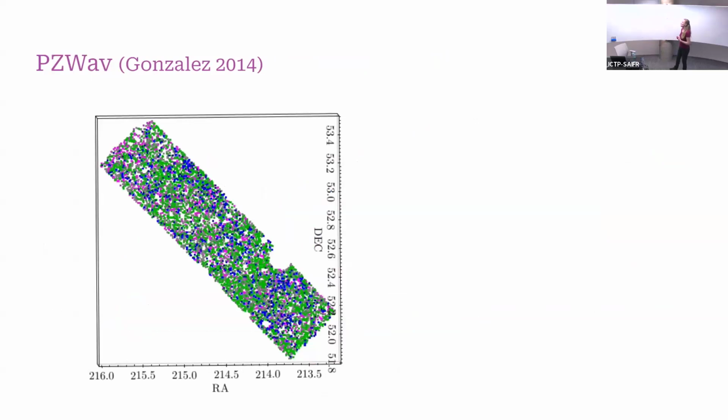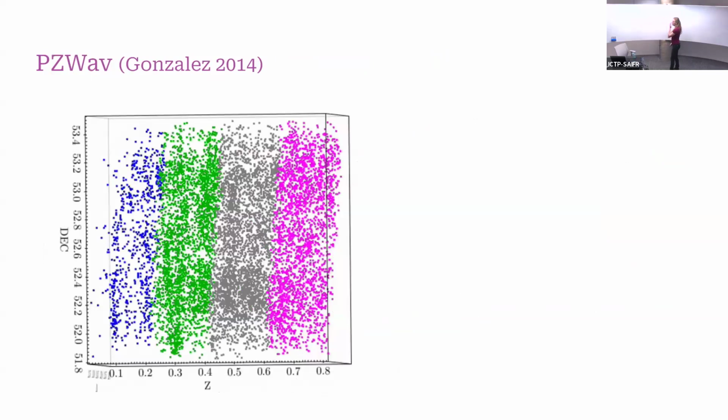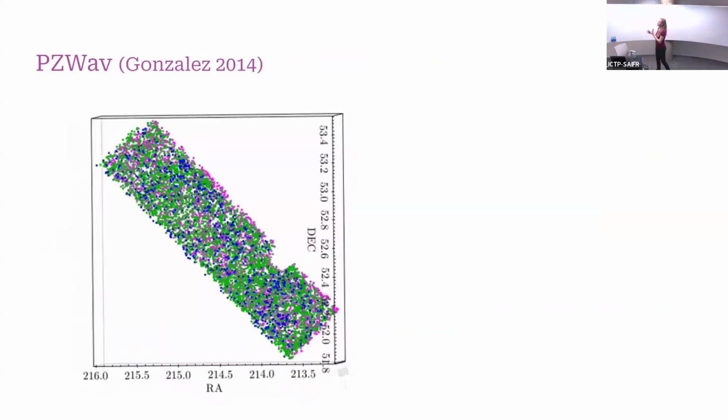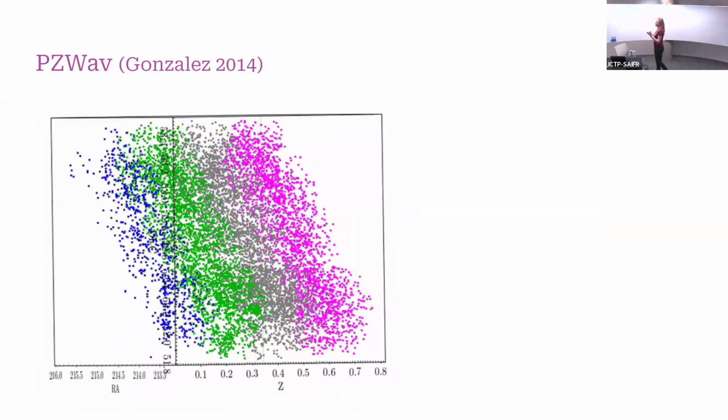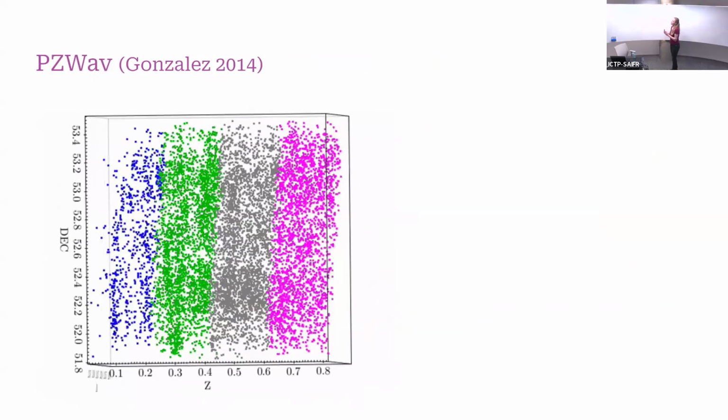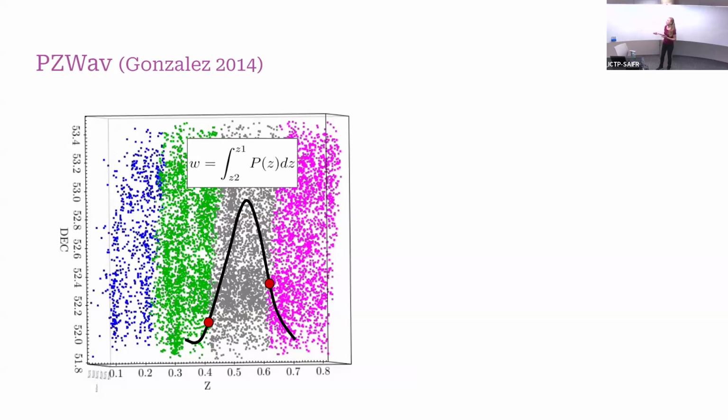So here we have the data, and you can see the projection of all the galaxies. What PZ-Wave does is separate this data into different redshift slices, going from 0.05 until 0.8. So we have different redshift bins. For each of these redshift bins, PZ-Wave will weight the galaxies using the PDF, and will give this value depending on this integrated value of the photometric redshift, depending on these limits of the redshift.